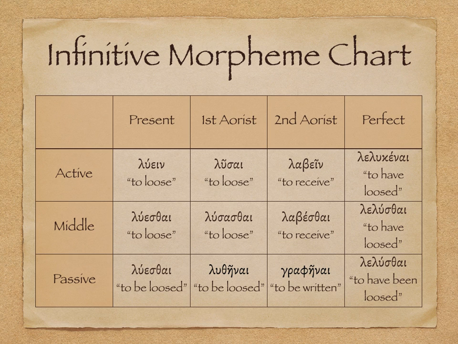And look at the translation of the present and first aorist. Exactly the same, and the second aorist as well, just a basic kind of translation, but the passive, to be loosed; the perfect, to have loosed, to have loosed, to have been loosed, and you can see the passivity there.